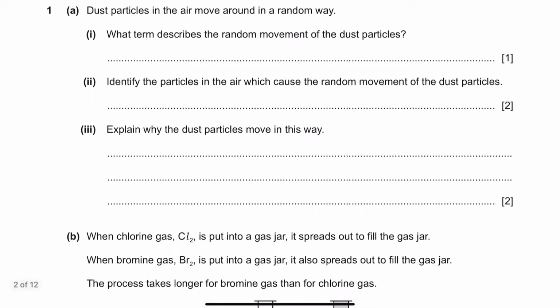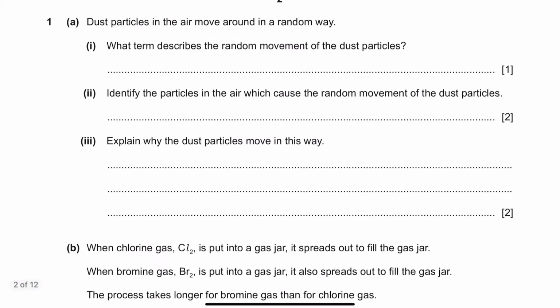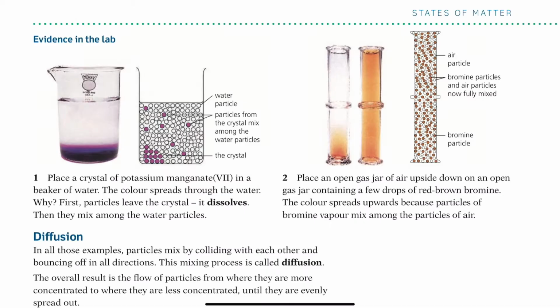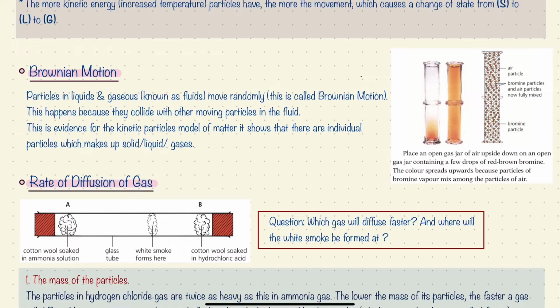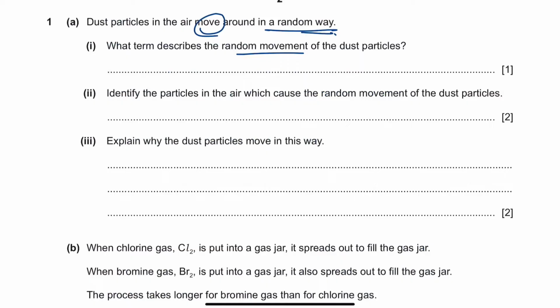This is a question from October-November 2016, question 1a. Dust particles in the air move around in a random way. What term describes the random movement of these dust particles? Now, if you refer to your textbook or the notes that I have uploaded, you will come across a term called Brownian motion. Now, Brownian motion is when the particles in liquid or gases move randomly. So the term that they're looking for in this question is Brownian motion.